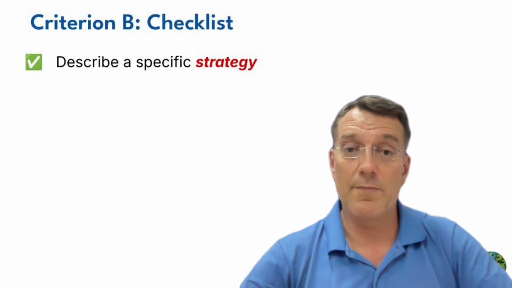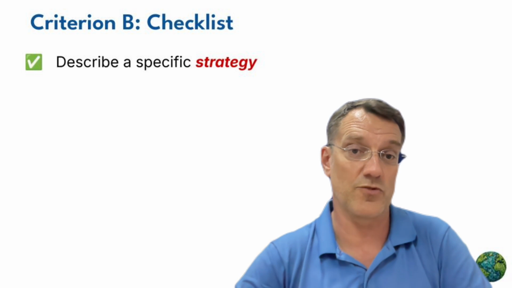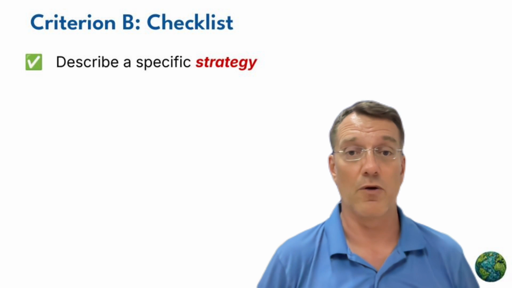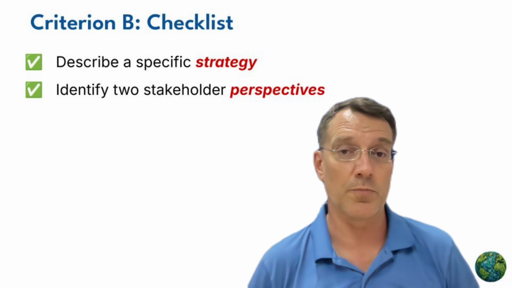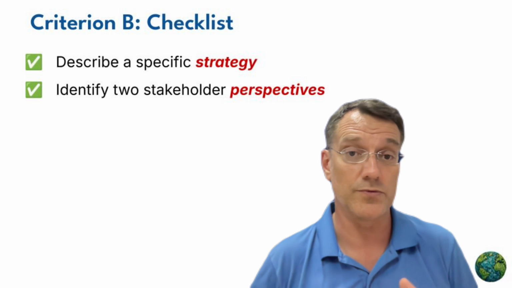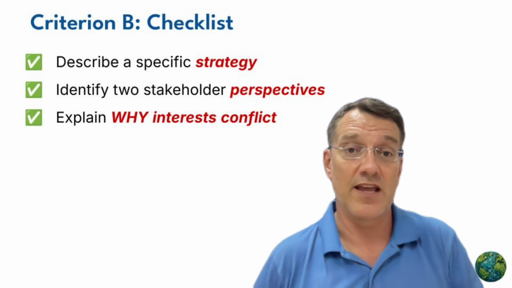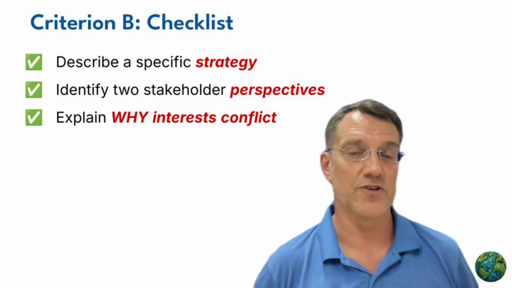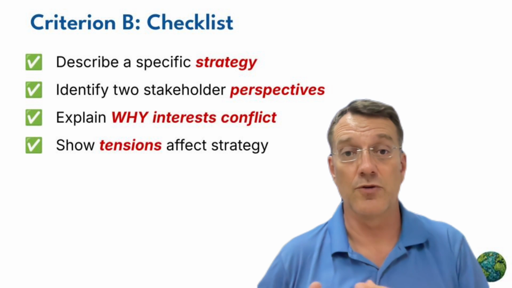Let's review what you need for a successful Criterion B. First, describe a specific strategy that addresses an environmental issue connected to your research question. Provide enough detail that readers understand what it is and how it works. Second, identify at least two different stakeholder perspectives from among economic, social, cultural, political, or environmental viewpoints. Third, explain the tensions between these perspectives, not just what people think, but why their interests conflict. Finally, show how these tensions affect the strategy or other solutions.